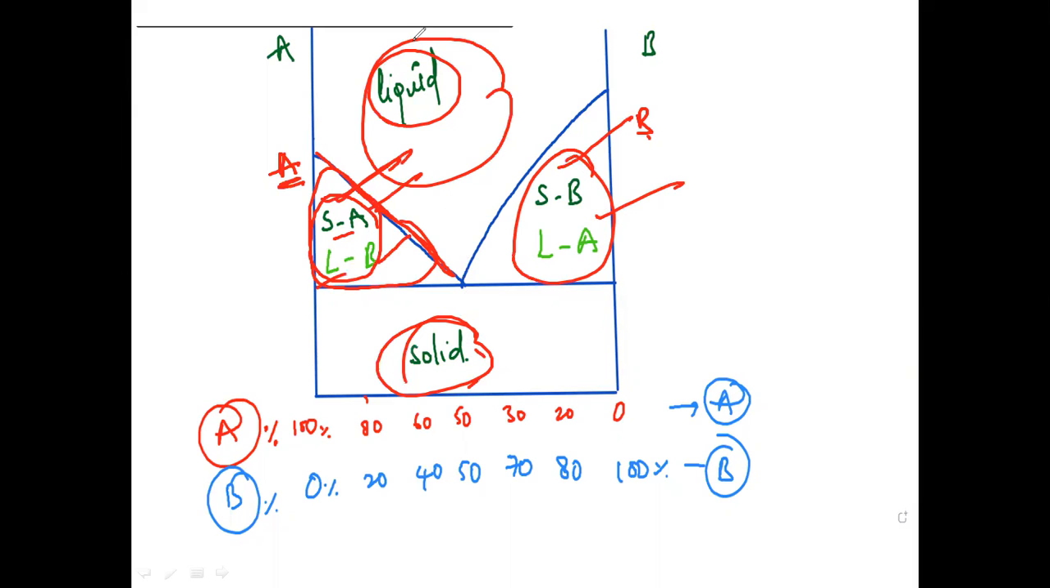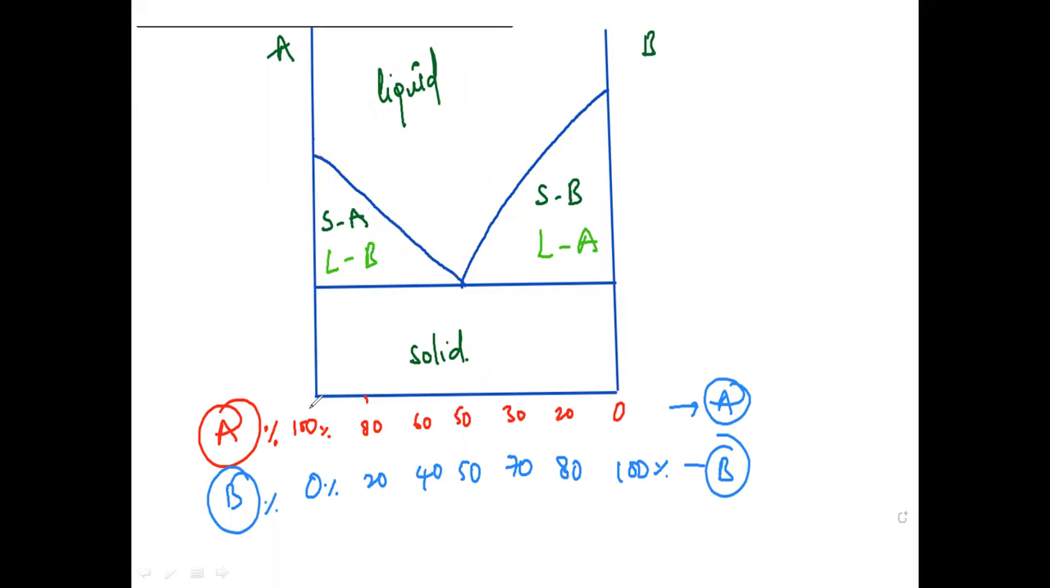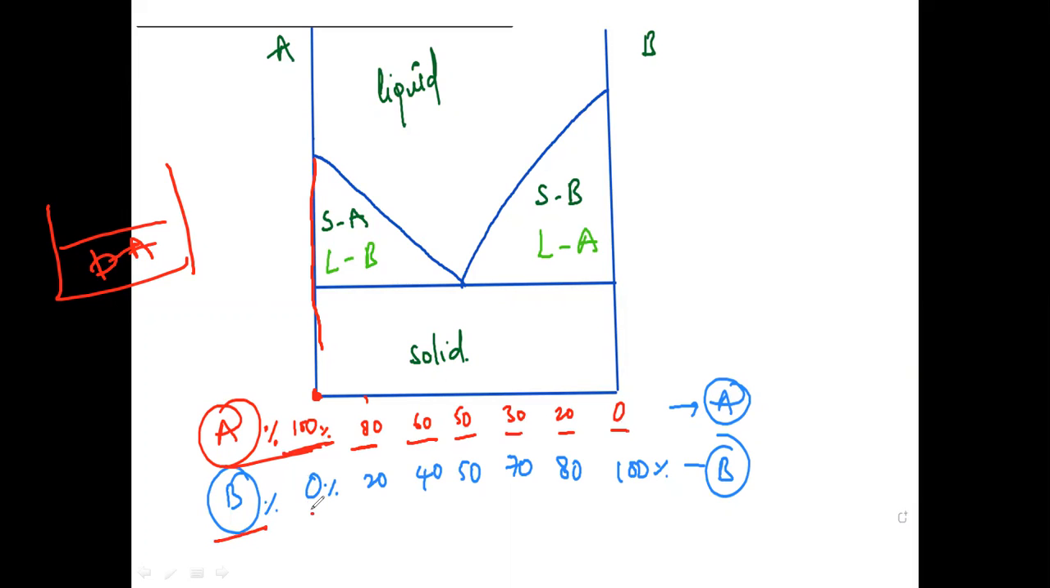Now you must understand the composition here. At this particular region there is only 100% A, that means you take only 100% A. But after some time the composition becomes 80%, then 60%, 50%, 30%, 20%, and finally zero. That means when you take 100% A and add B, at this point B is 0%, but as you keep adding, first 20%, then 40%, 60%, 70%, 80%, 100%.